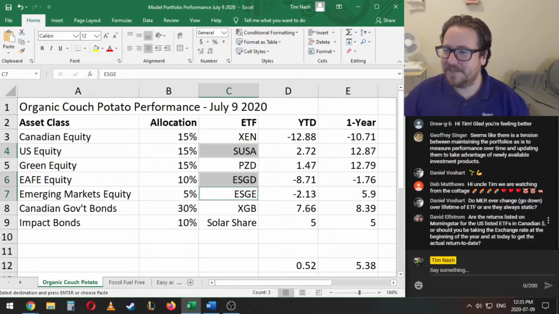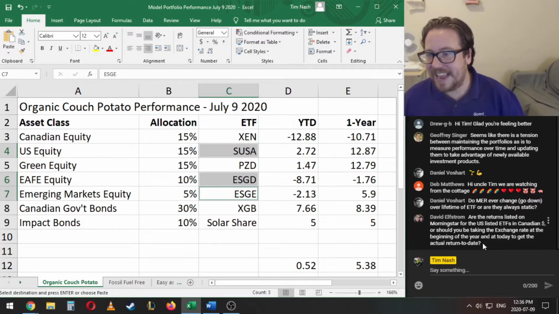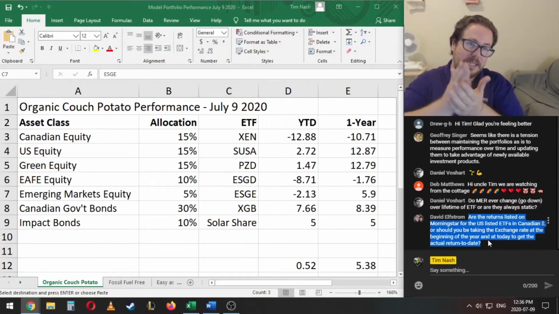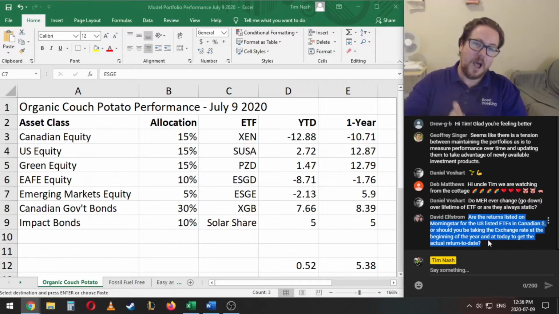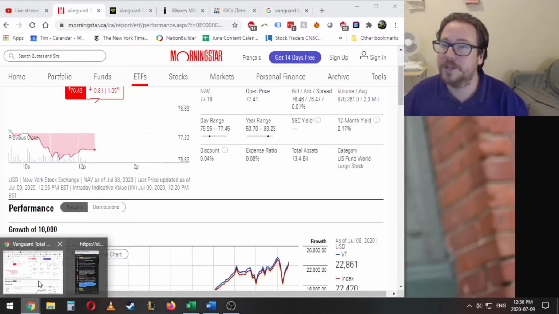From here, question from David. Are the returns listed on Morningstar for the US listed ETFs in Canadian dollars? Or should I be taking the exchange rate at the beginning of the year and to date to get the actual return to date? So yes, if I was being really, really precise about this, I would normalize absolutely everything in Canadian dollars, which I am not doing.